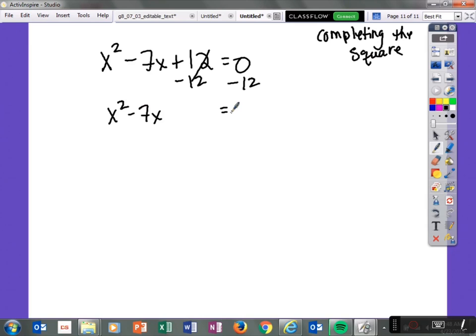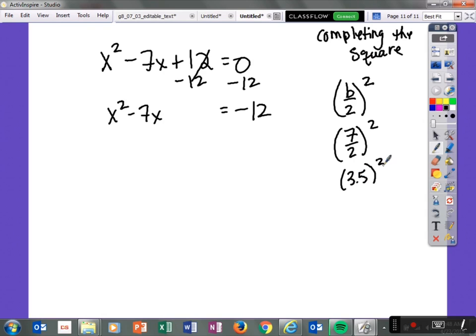We have to make a new C, right? What's the formula for the new C? B over 2, parentheses, squared. What is B here? Negative 7. 7 over 2 is 3.5. 7 divided by 2, not times 2. And what's 3.5 squared? 12.25. That's what we're adding to both sides, right?